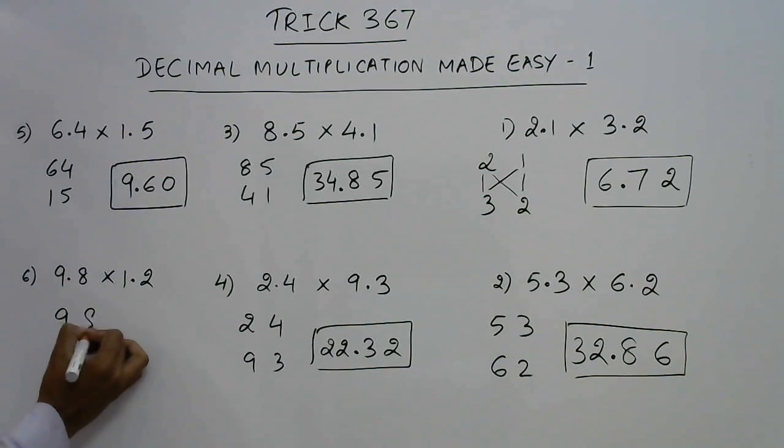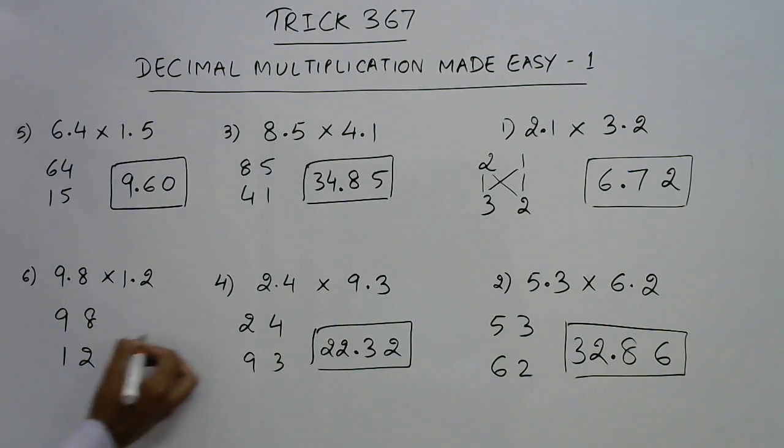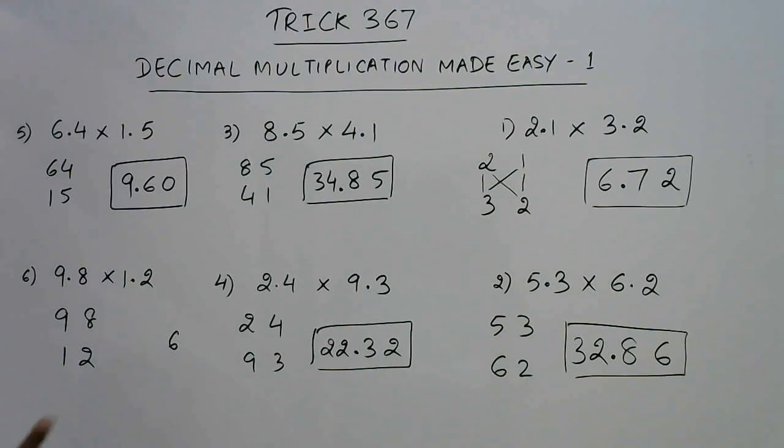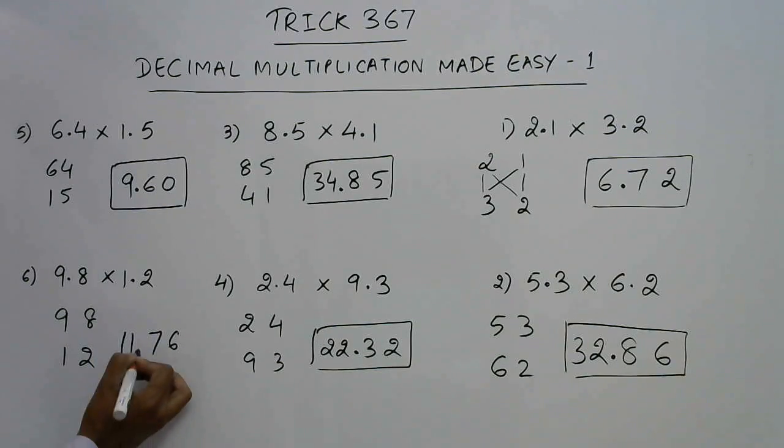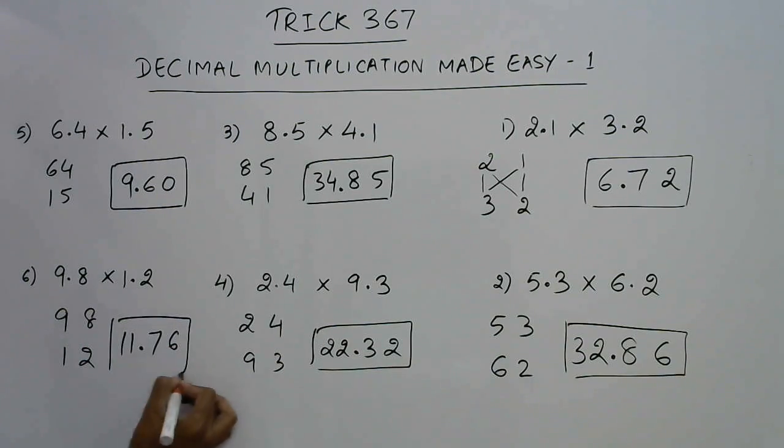Finally, we have 98 and 12. 8 2s are 16, 6. You have a 1 carry. 18 plus 8 is 26 plus 1 carry, 27. So you have a 2 carry. 9 plus 2, 11. And put a decimal here. 11.76 is the product of 9.8 and 1.2.